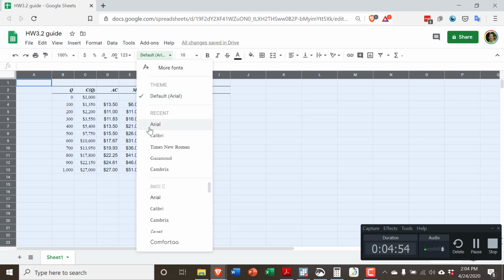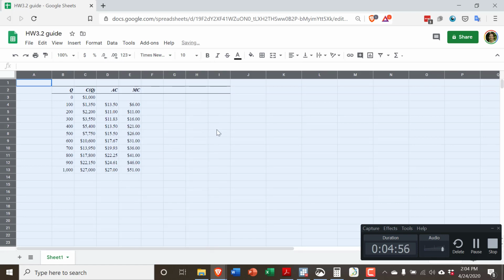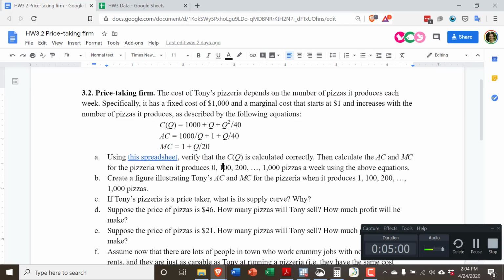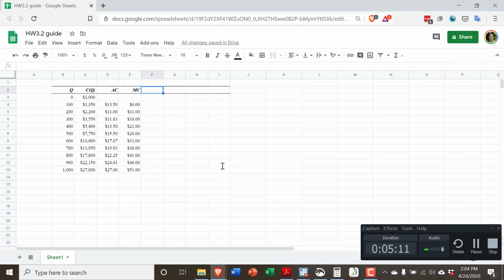I'll just do this all in my favorite font, Times New Roman. Okay, so we've calculated out. The next step is for us to create a figure illustrating Tony's average cost and marginal cost for the pizzeria when it produces between 1 and 1,000 pizzas, right?